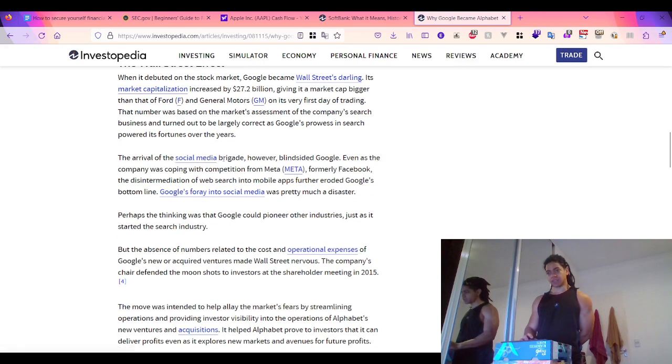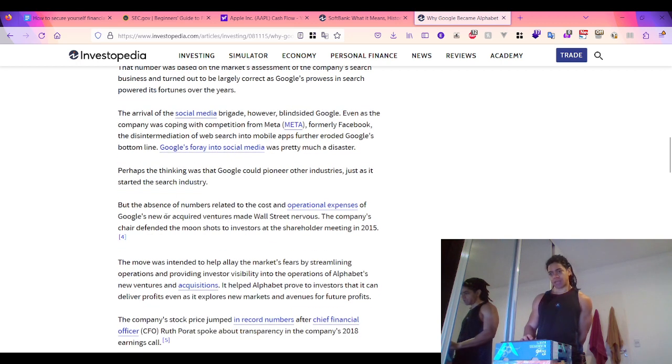The arrival of social media, however, blindsided Google, even as the company was coping with competition from Meta, formerly Facebook. The disintermediation of web search into mobile apps further eroded Google's bottom line. Google's forays into social media were pretty much a disaster. Of course. Perhaps the thinking was that Google could pioneer other industries, just as it started the search industry. But the absence of numbers relative to the cost of operational expenses of Google's new or acquired ventures made Wall Street nervous.